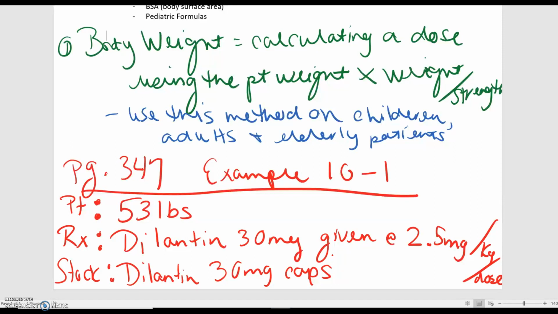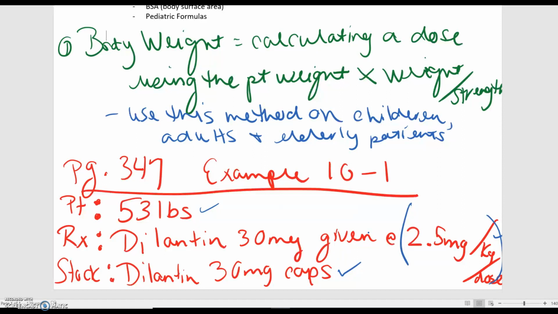All right. I pulled out that the patient is what? They weigh 53 pounds. I pulled out the information as far as the order. This order includes what we call a dose regimen. The dose regimen is that 2.5 milligram per kilogram per dose. I have that information. And then I also have the information in regards to what's in stock.